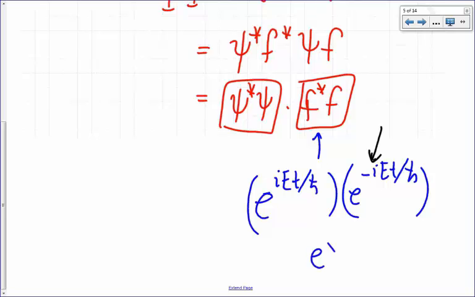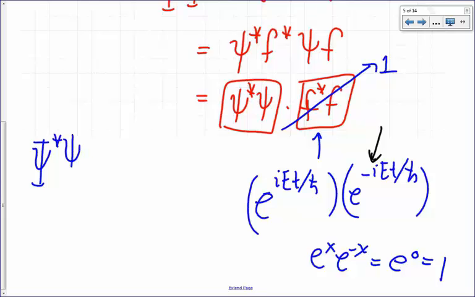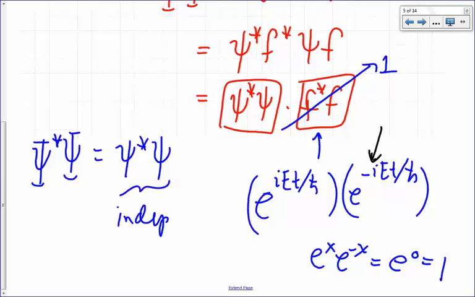So this is really like e to the x times e to the negative x. What would that be equal to? E to the 0, which is just 1. So this one will just be equal to 1. So what we're saying is big psi star times big psi is just equal to little psi star times little psi. So it's independent of time. Okay? So that's why it's called a stationary state, because the probability density is independent of time.